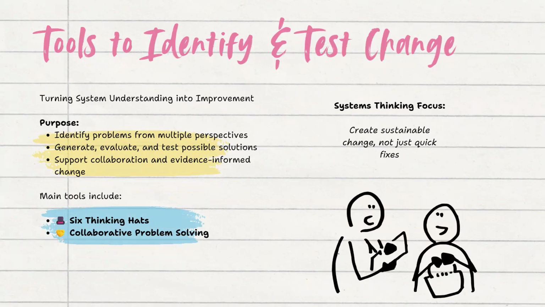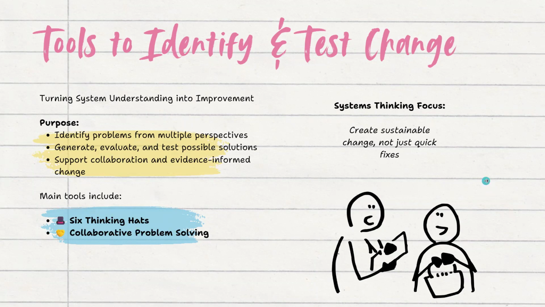The tools to identify and test change help healthcare teams explore different perspectives, develop solutions, and evaluate improvements before implementation. As we discuss these two important tools under this category, the six thinking hats and collaborative problem solving, these tools help us approach complex challenges through shared understanding, collaboration, and innovation. The system focus in this kind of tools is to create sustainable change and not just quick fixes.